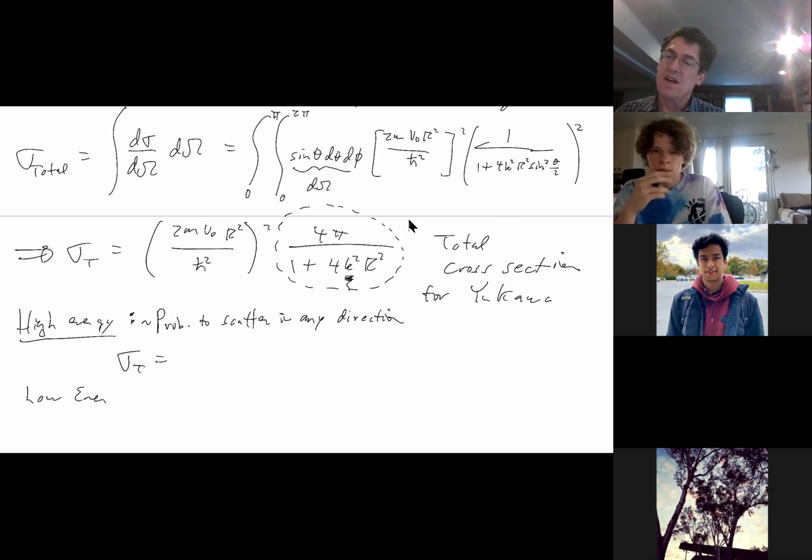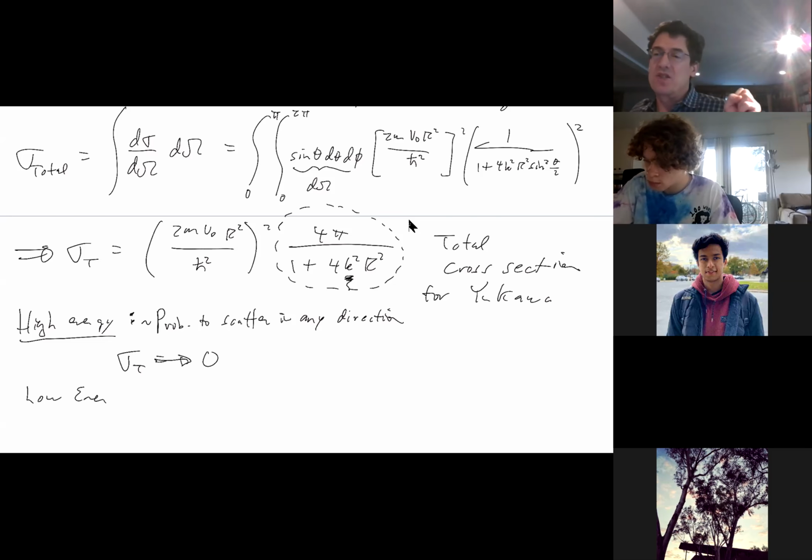Let's just say k goes to infinity, like pi over k squared r squared. And what's that as k goes to infinity? 0. Yes, that's exactly right. And that makes sense because at high energy, it's like the potential is just a little tiny bump in the road. You have a Mack truck zooming along, huge energy. It doesn't even feel that little bump in the road.